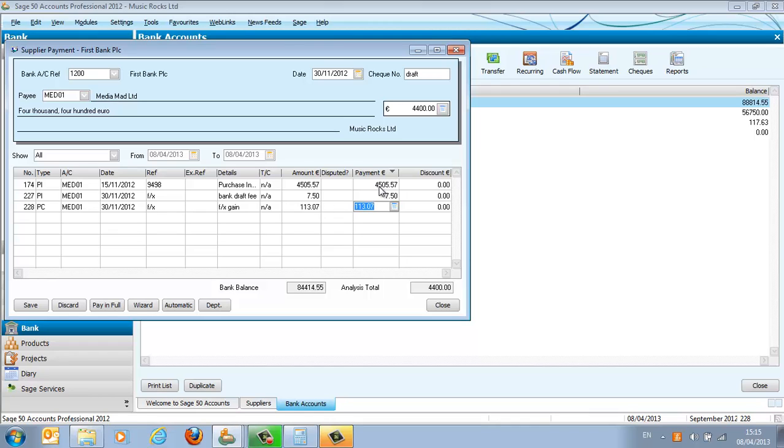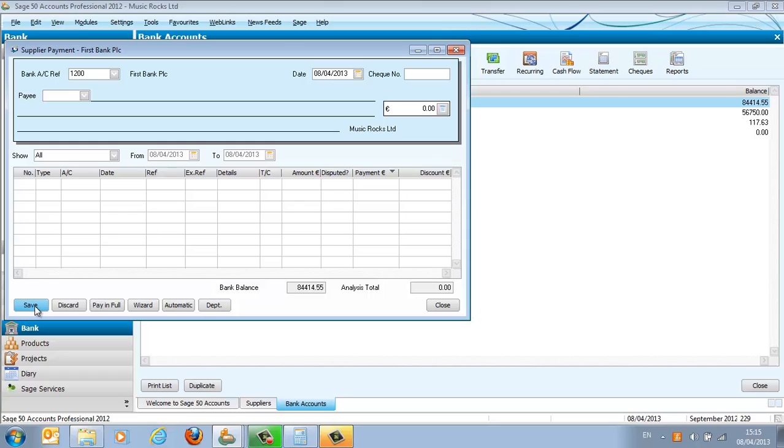All my figures are in there, and it's done. My bank draft matches the total. I have cleared the invoice, I have cleared the bank fees, and I've cleared the FX. Save, and that's how it's done. And it's always that way, to leave it at both sides.